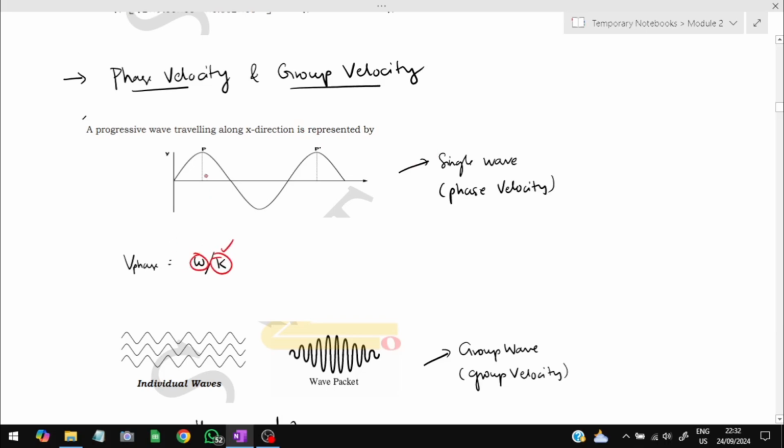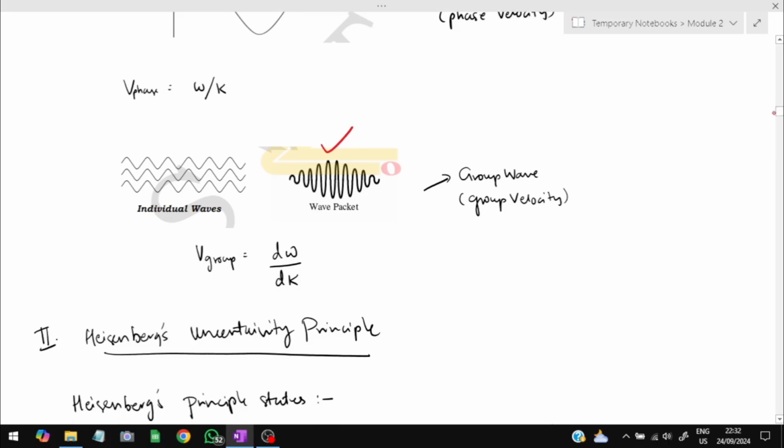w is the frequency and k is the wave constant. If multiple such waves travel together, it is called a wave packet. That wave packet has a velocity which is called the group velocity, denoted as dw by dk, differentiation of frequency with respect to k. That was about the first topic, de Broglie's wavelength.